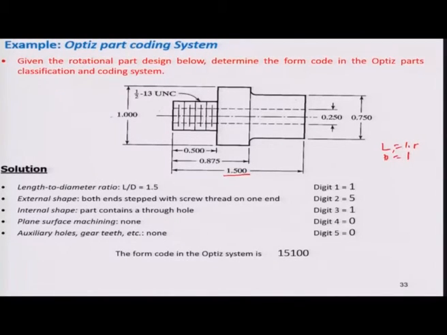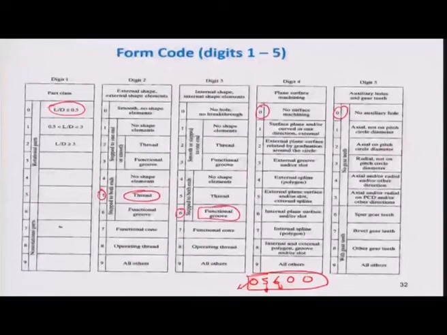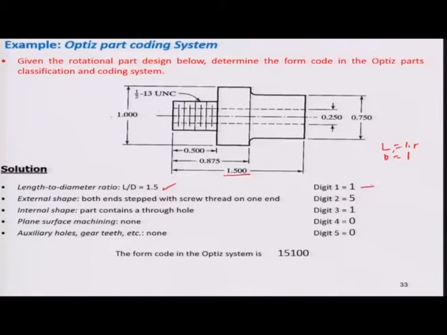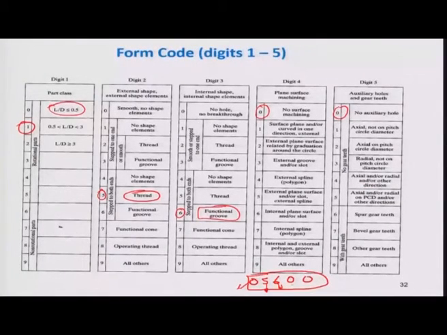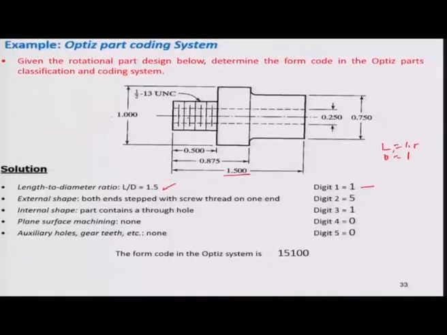So L by D is equal to 1.5. So for L by D 1.5, you have to signify with 1, so digit 1 is equal to 1. Again, both ends stepped with screw threaded on one end. Here you can see that one end is screwed and it is stepped in shape. So digit 2 is 5. Here you can see threaded and stepped on both ends, and one part is threaded, so you have to choose 5.